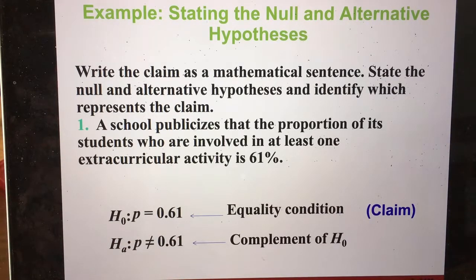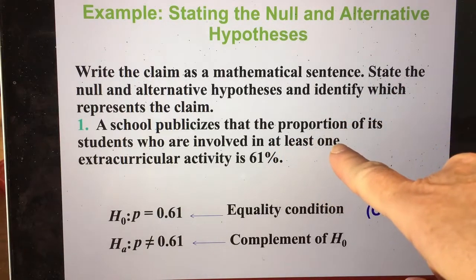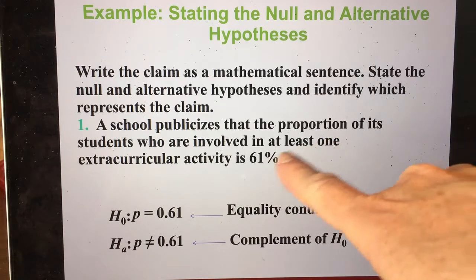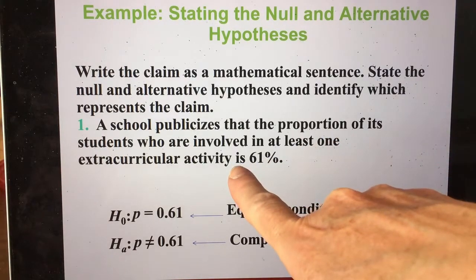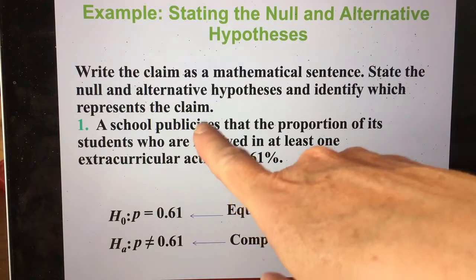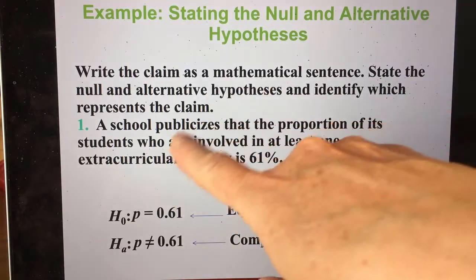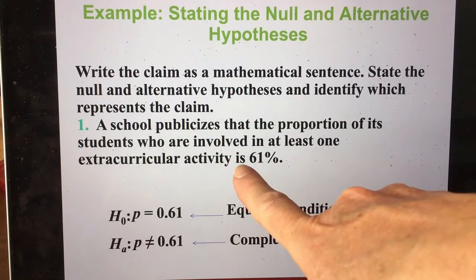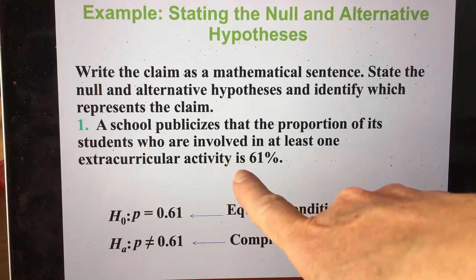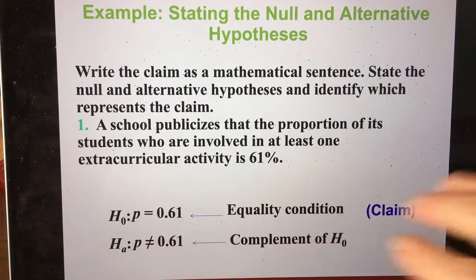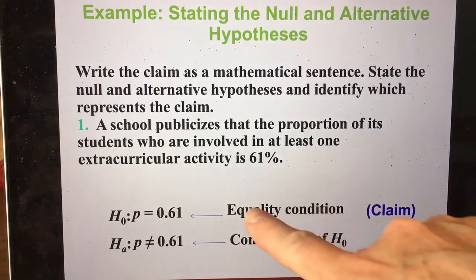Now we have to be very careful. The first time I did this problem, I saw this at least 1. And I thought, oh, it's greater than or equal to. But then I realized that they're saying the proportion of students who are, and then they're qualifying the students they're talking about, not their statement of equality here. So the proportion is 61. So we need an equal sign and a not equal sign.